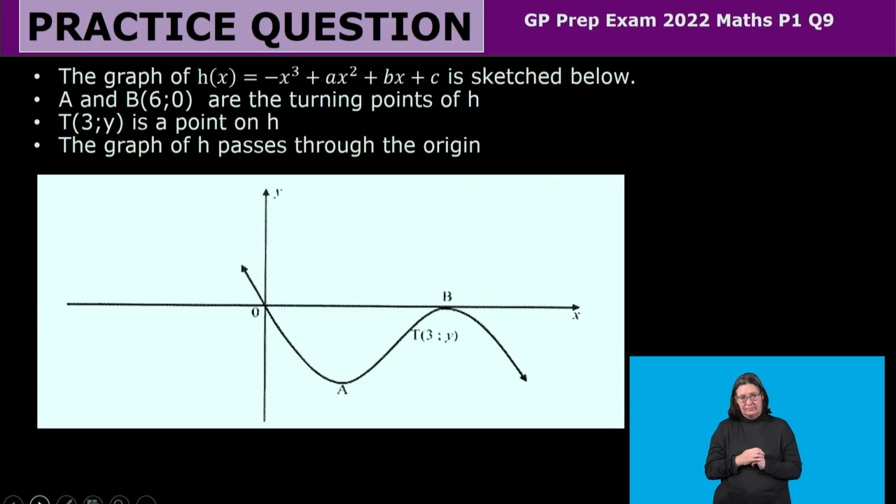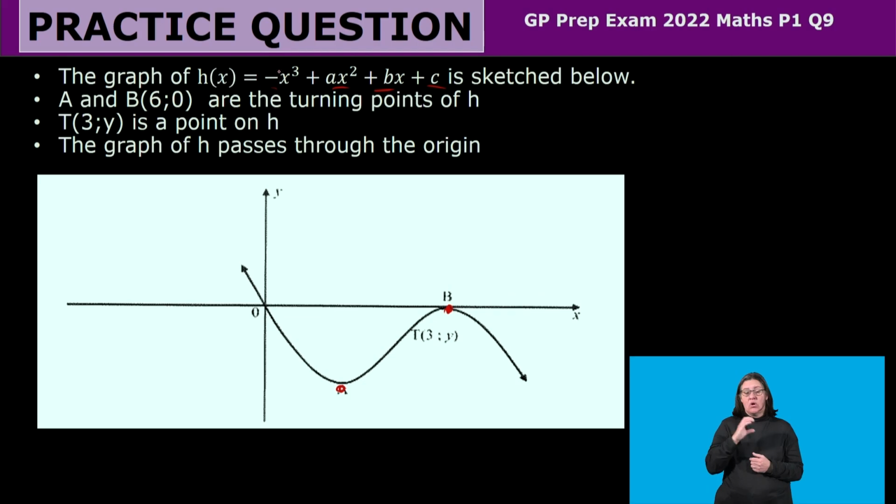All right. Okay, everyone, let's move on to the next question. So here we've been given the graph of h(x). We can see that the coefficient a of this graph is negative 1. So we can see that this graph has a minimum turning point first and then followed by a maximum turning point. Okay, we can see that the values a, b, and c are unknown. So at some point we may need to find those.